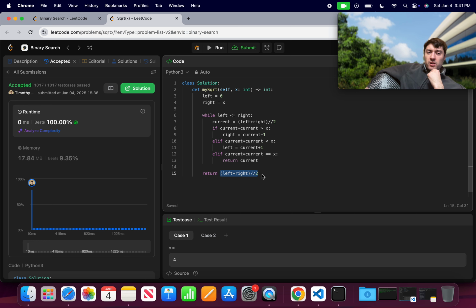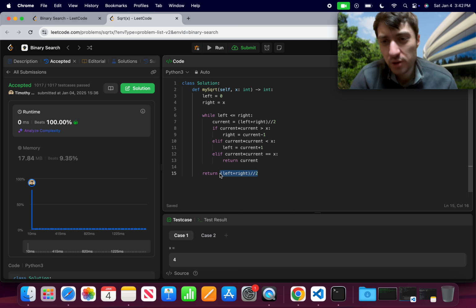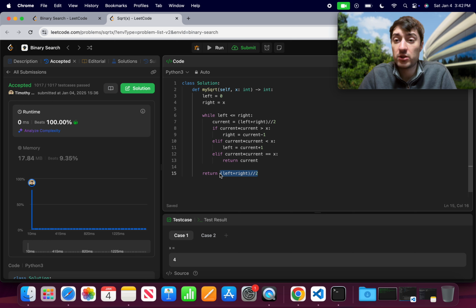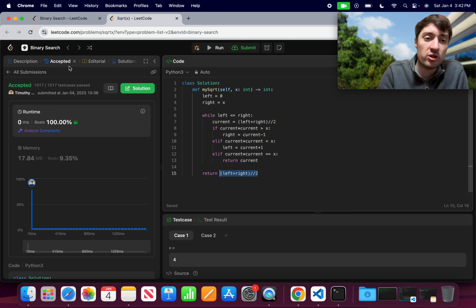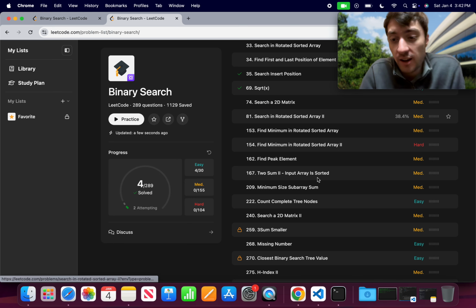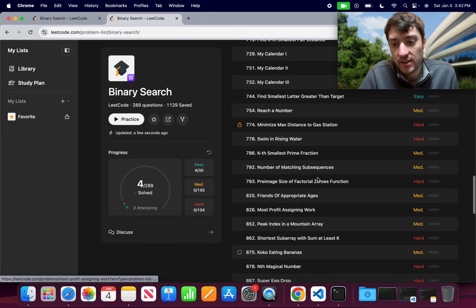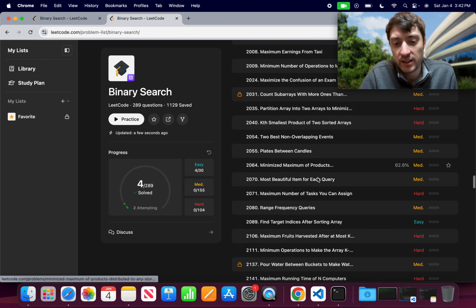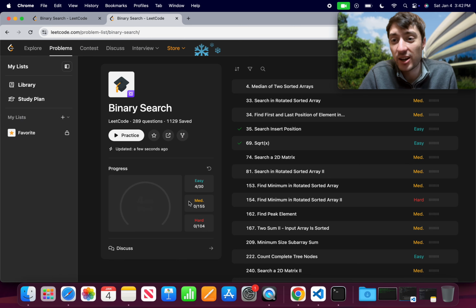So I passed the test, but to be completely honest, I still feel like I kind of got lucky with that problem, because I wasn't quite sure about this one, and I didn't fully comprehend how to do this. So we absolutely need more practice on binary search, and luckily there seem to be a lot of problems here that we can work on this topic.